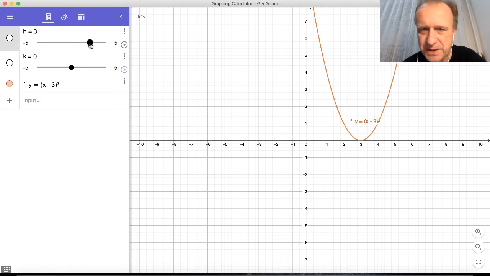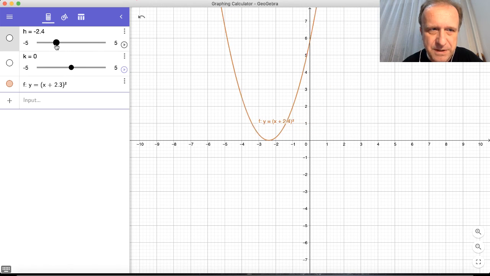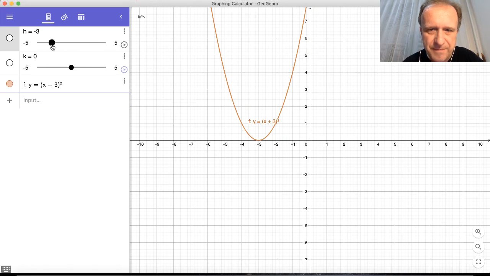So for example, when h is 3, it is translated to the right by 3 units. If h is negative, then it's translated to the left, like this. This time it's translated to the left by 3 units.